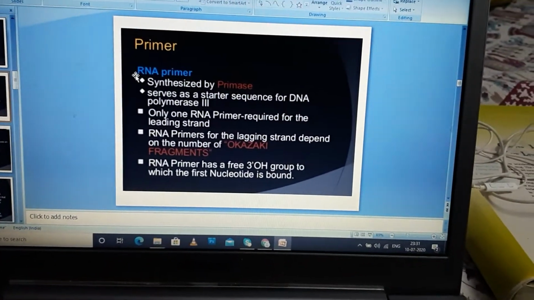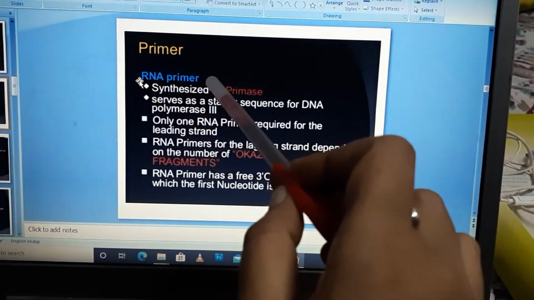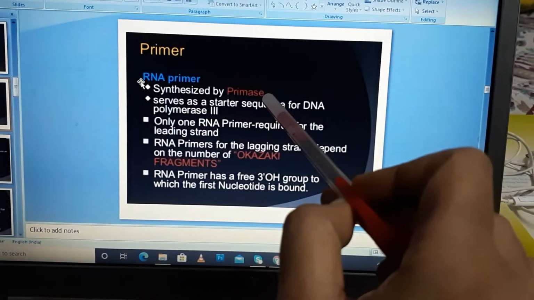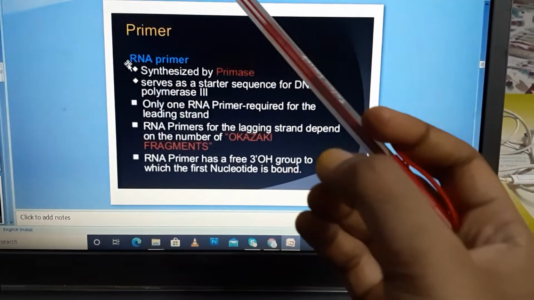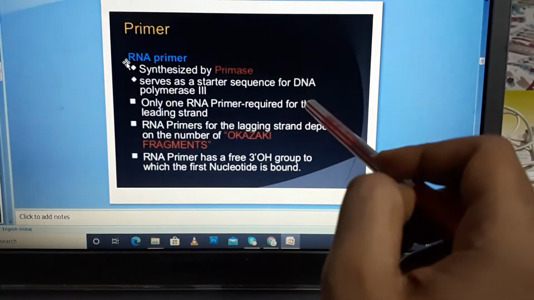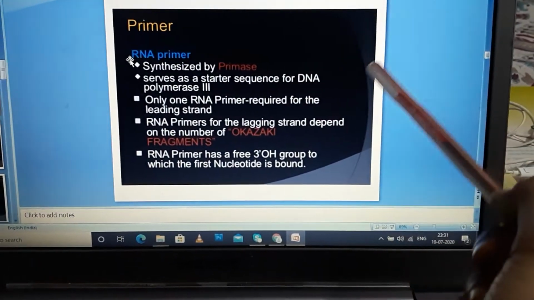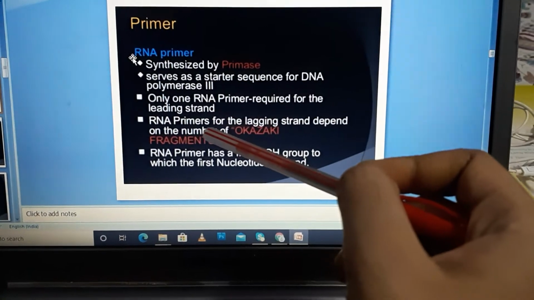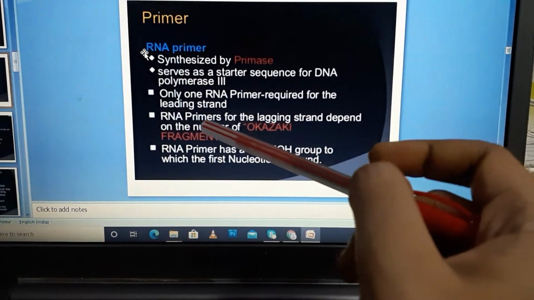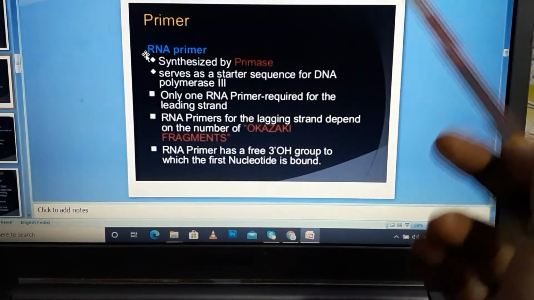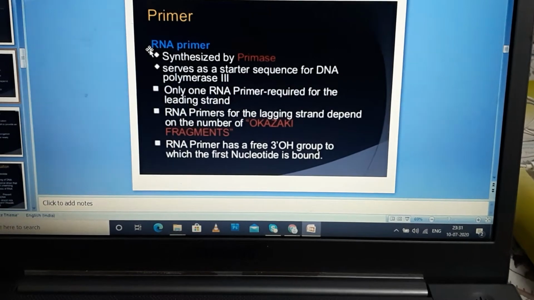As I have told you, a primer is needed. The primer is known as RNA primer, synthesized by the enzyme primase, and it acts as the starter for DNA polymerase 3. Only one primer is required for the leading strand, while for lagging strands we need a number of RNA primers depending upon the number of Okazaki fragments we are having.